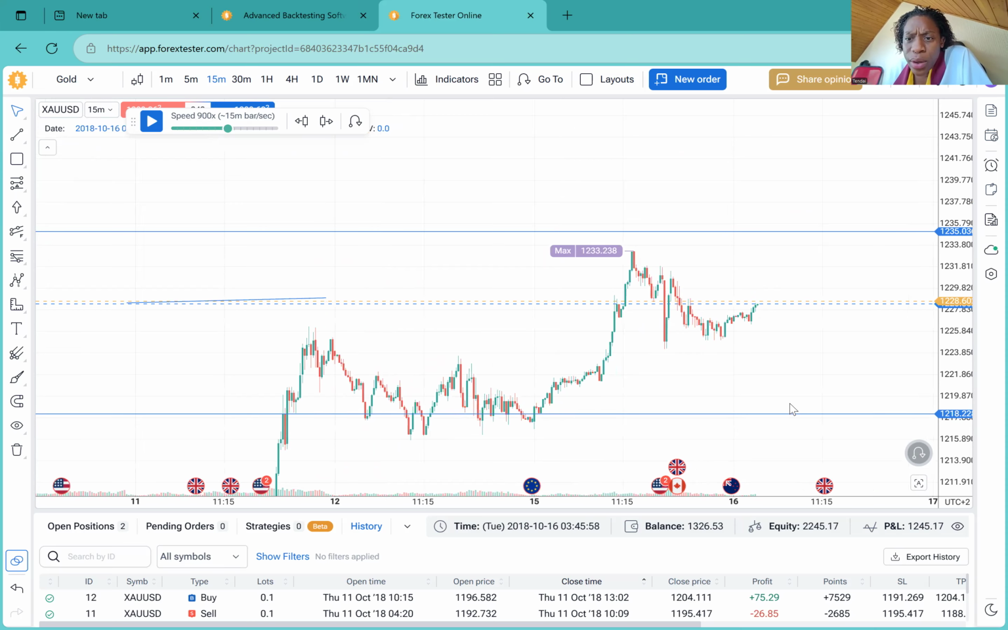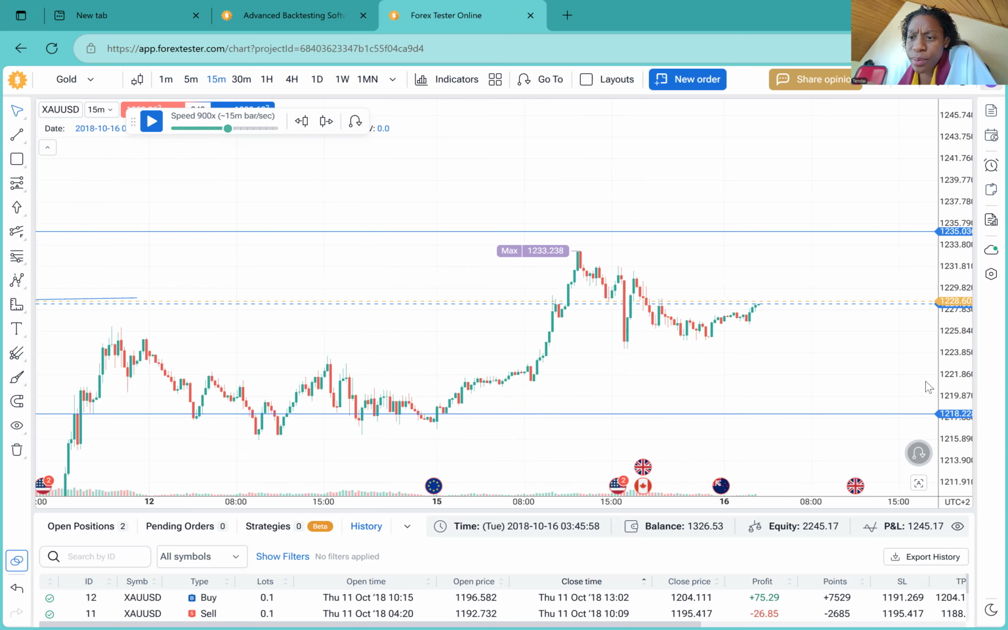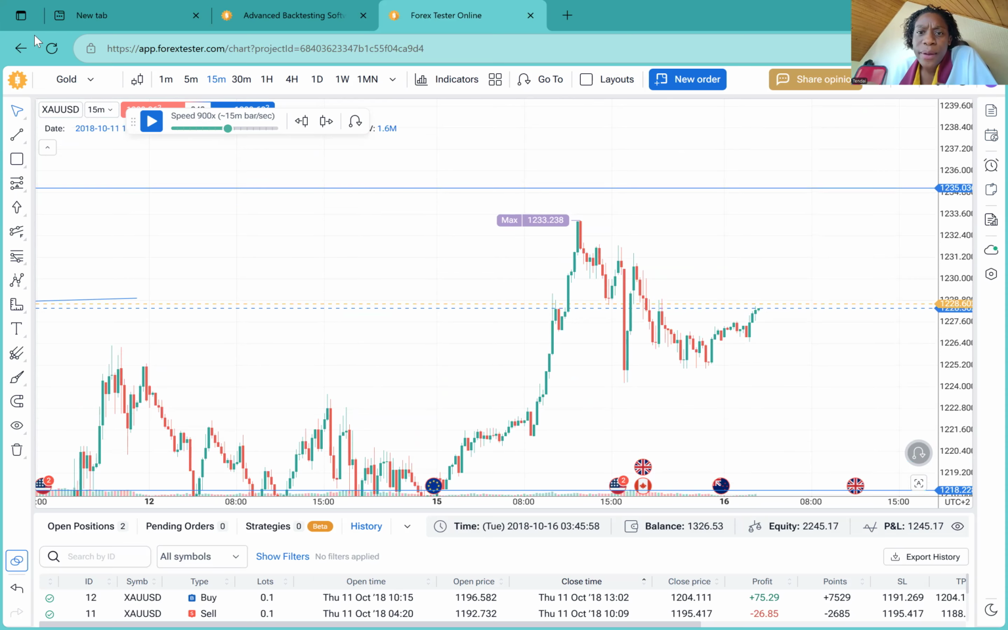So if we just make it clear here, we want to see exactly how to enter. Again, we mark our swing high and our swing low. So this will be our swing high. This is our swing low.